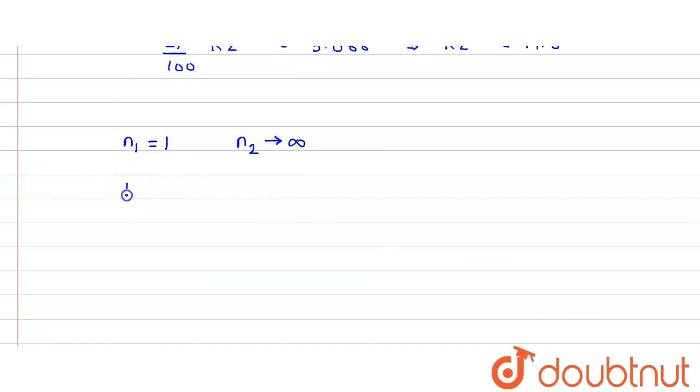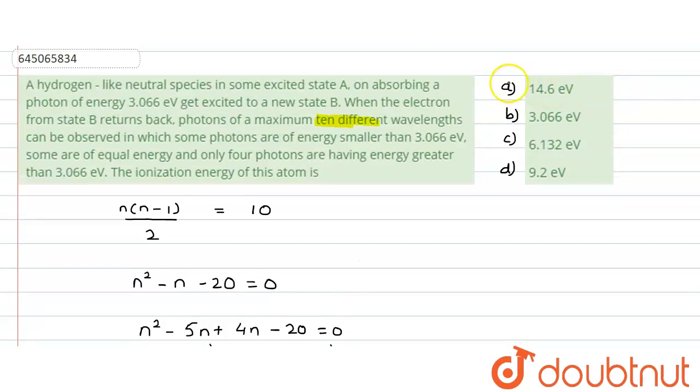So what is the energy? We can say that En1 minus En2 would be our IP, ionization potential. So it would be k z square divided by 1 minus k z square divided by infinity square. 1 divided by infinity square would be 0. So it would be just k z square, whose value is 14.6. So it would be 14.6 electron volts. So which option is the correct option? Our option A is the correct option, 14.6 eV.